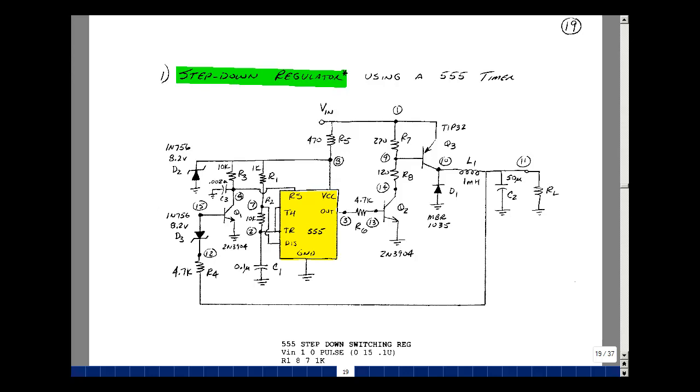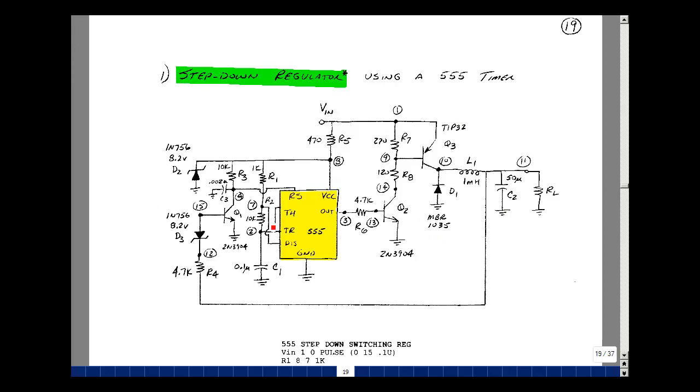This lesson deals with a PSpice simulation of a step-down regulator and also the analysis of an inverting regulator. You can find these notes in the ECE402 ebook in Chapter 8 starting on page 19. What's shown here is an implementation of our step-down regulator using a 555 timer.